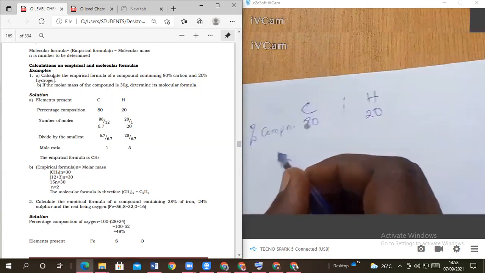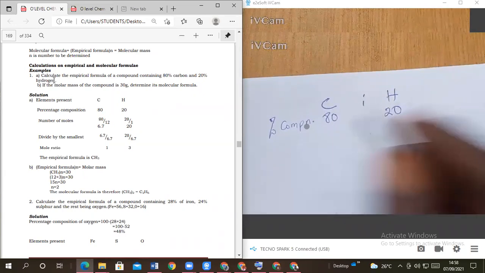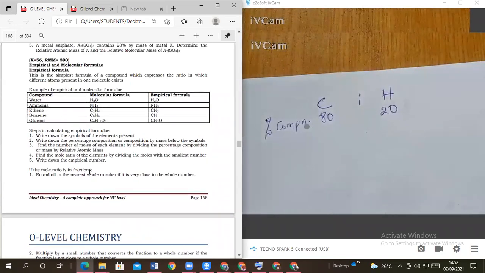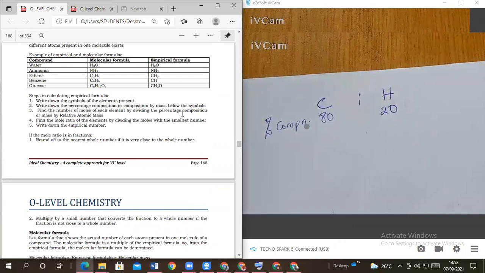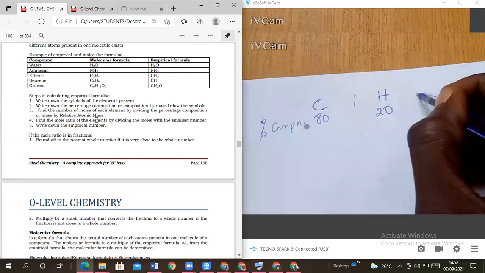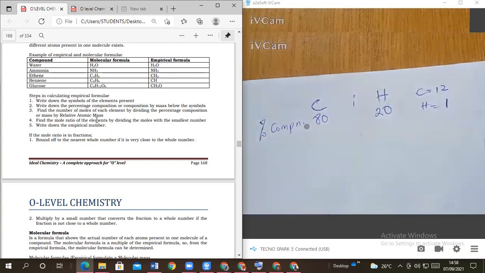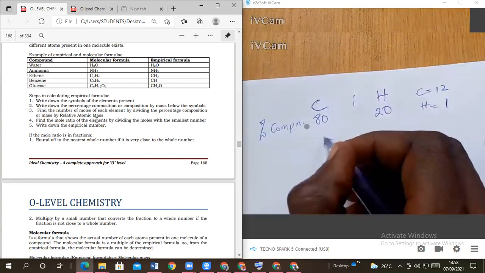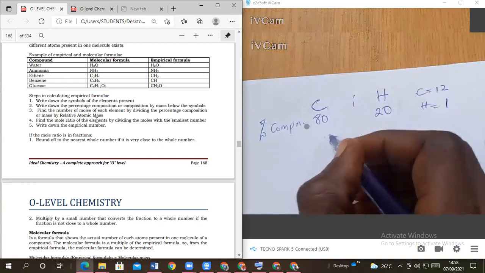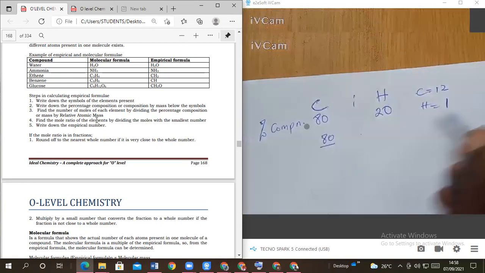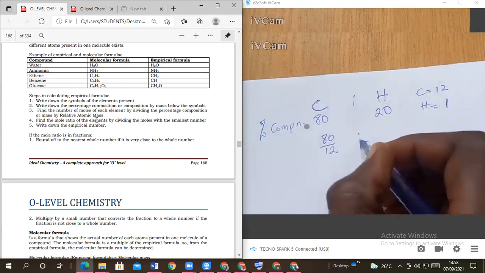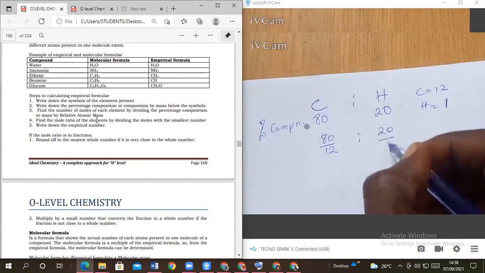The next step is to write down the percentage composition numbers and find the number of moles by dividing by the relative atomic mass. The relative atomic mass of carbon is 12, and that of hydrogen is 1. So for carbon it is 80 divided by 12, then we shall have 20 divided by 1.